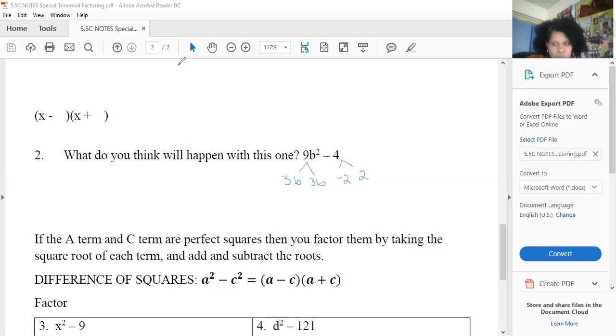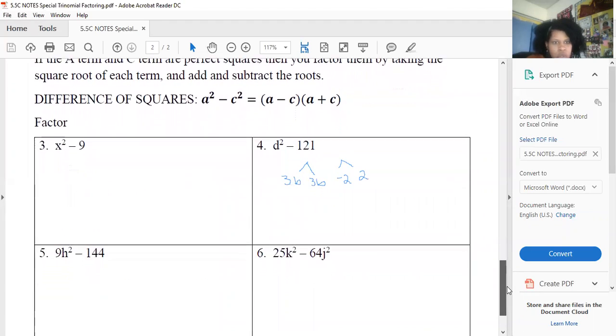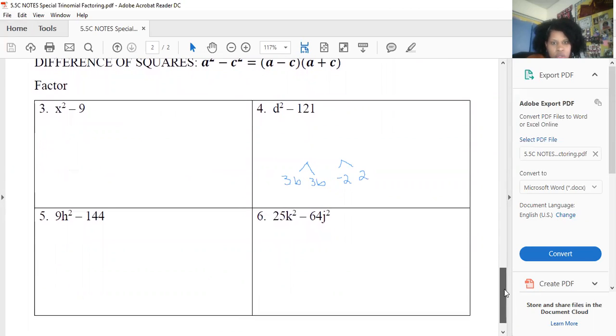All right, so let's do some practice real quick. And this is kind of my easy method that I use.